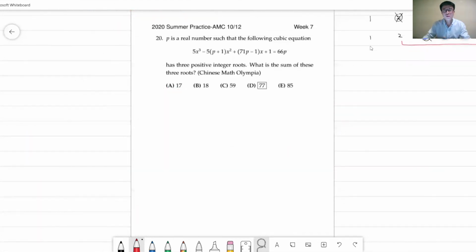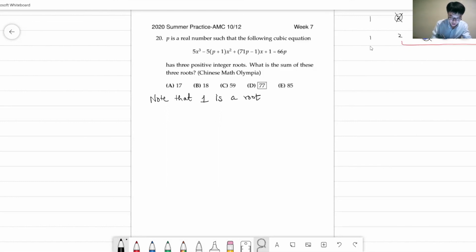Okay, let's do problem 20, the last one. It's a cubic equation. So we need to find the sum of these 3 roots. And these 3 roots are all positive integer roots. First, we note that 1 is a root. Okay, you can plug in and check. This is easy to see.